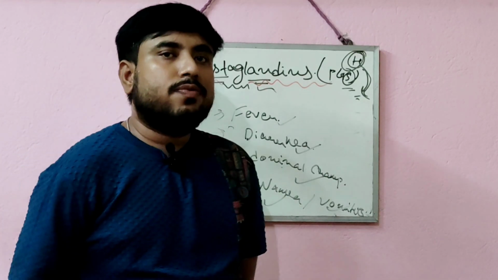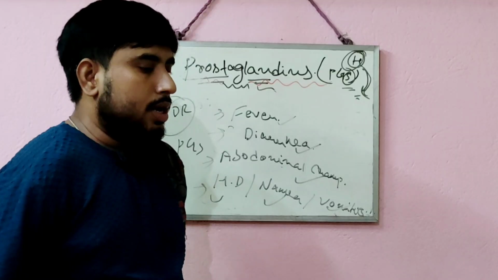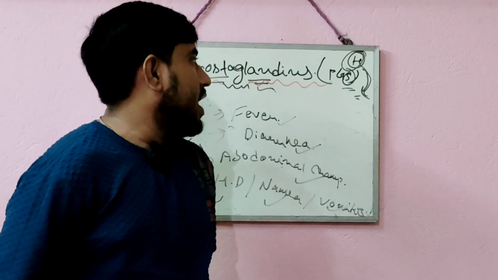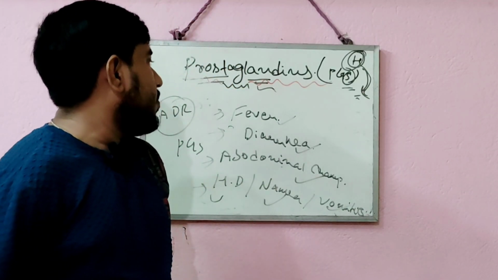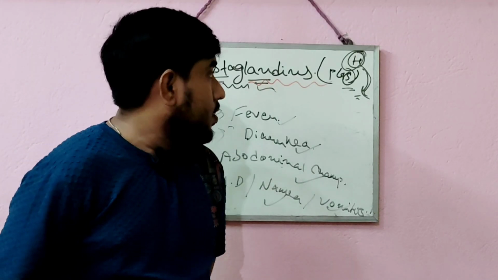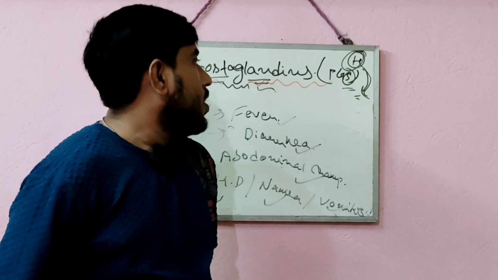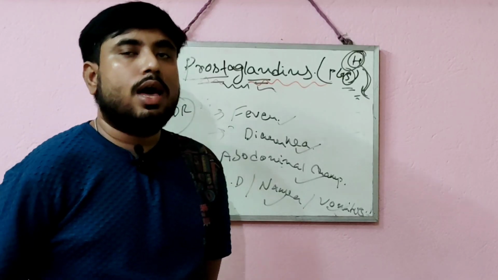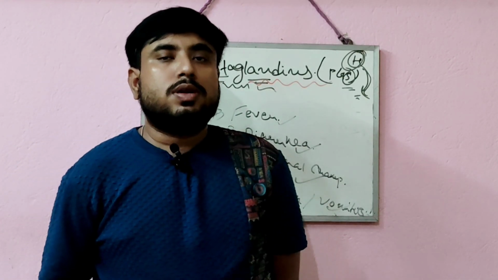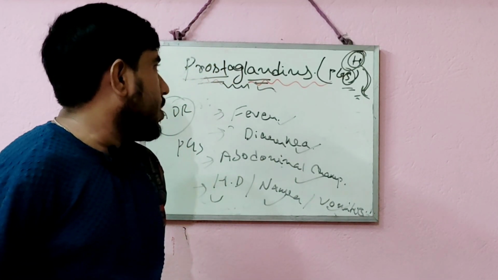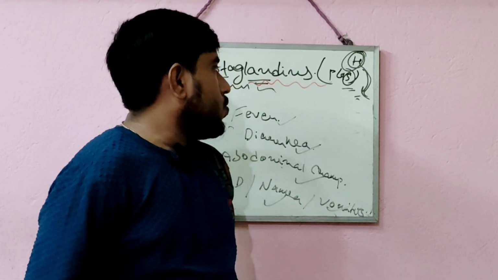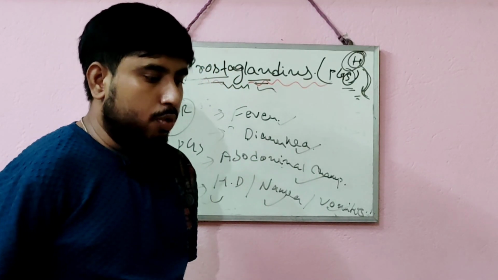Then we discussed the different analogs of prostaglandin. They were E1 analogs, then I2 analogs, F2 alpha analogs, and E2 analogs. Then we discussed the different therapeutic effects of prostaglandin, including use during labor pain, induction of abortion, then treatment of glaucoma and erectile dysfunction. Then prostaglandin can also be used to control postpartum hemorrhage.